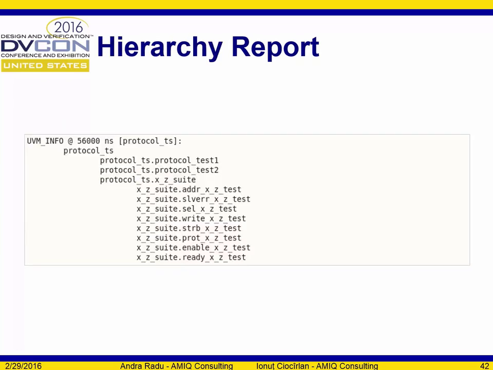Another report would be a hierarchy report. So this one shows you the topology that you have in your assertion verification environment. As I said, you could build it as you want. So in this example, you have a main test suite that contains two tests, protocol test 1 and test 2. But it also contains another test suite which goes through a lot of signals and checks them for unknown, for X's, and for undefined, for Z's.